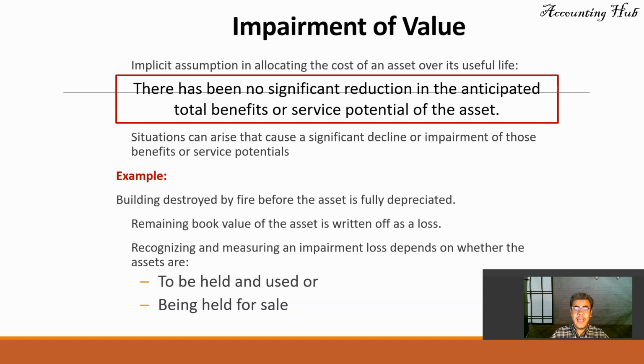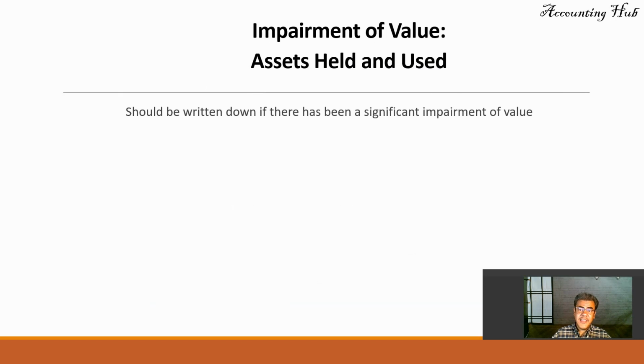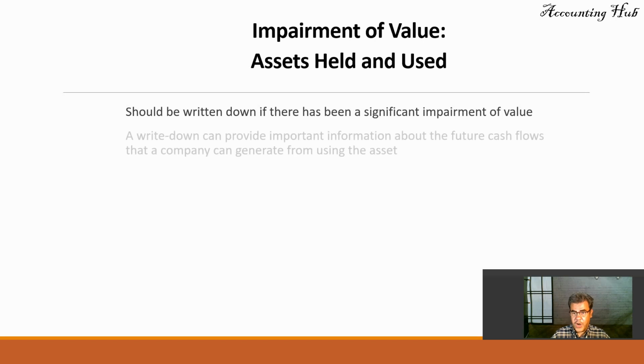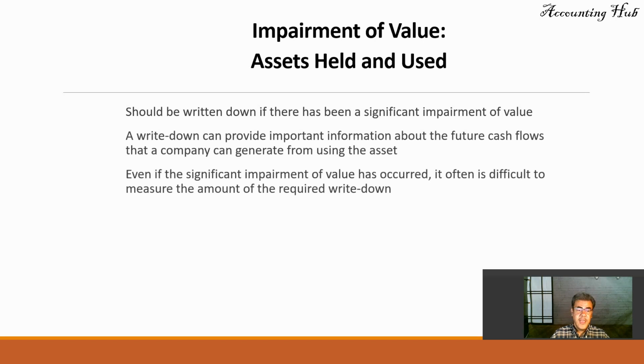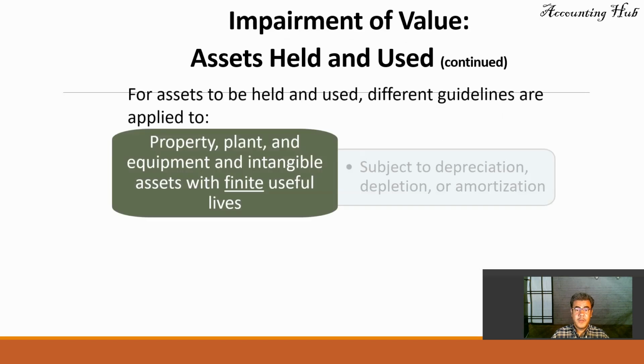Recognizing and measuring an impairment loss depends on whether the assets are to be held and used or being held for sale. Assets held and used should be written down if there has been significant impairment of value. A write-down can provide important information about the future cash flow that a company can generate from using the asset. Even if significant impairment of value has occurred, it often is difficult to measure the amount of the required write-down. That is a huge problem.